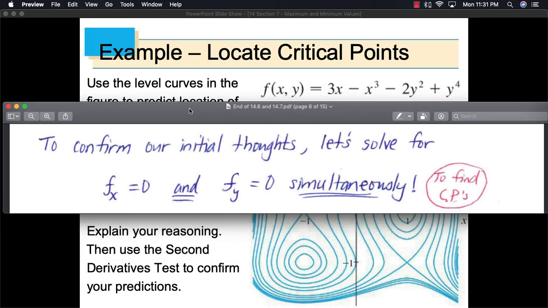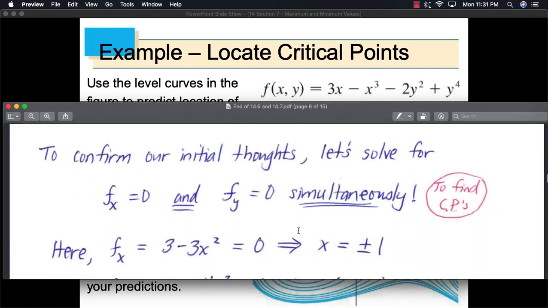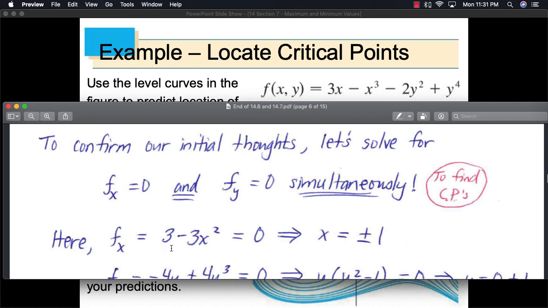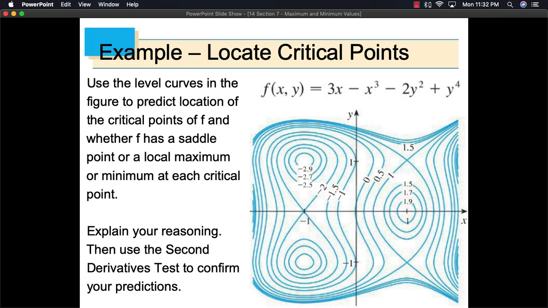Notice up top, I have my function here: 3x minus x cubed minus 2y squared plus y to the fourth. And I want to solve these simultaneously. First, let's take the partial with respect to x. It's going to be 3 minus 3x squared; the two latter terms cancel out. I set that equal to 0, which implies that we will potentially have critical points when x is positive 1 and negative 1, which, if we go back to the picture here, is obvious to see.